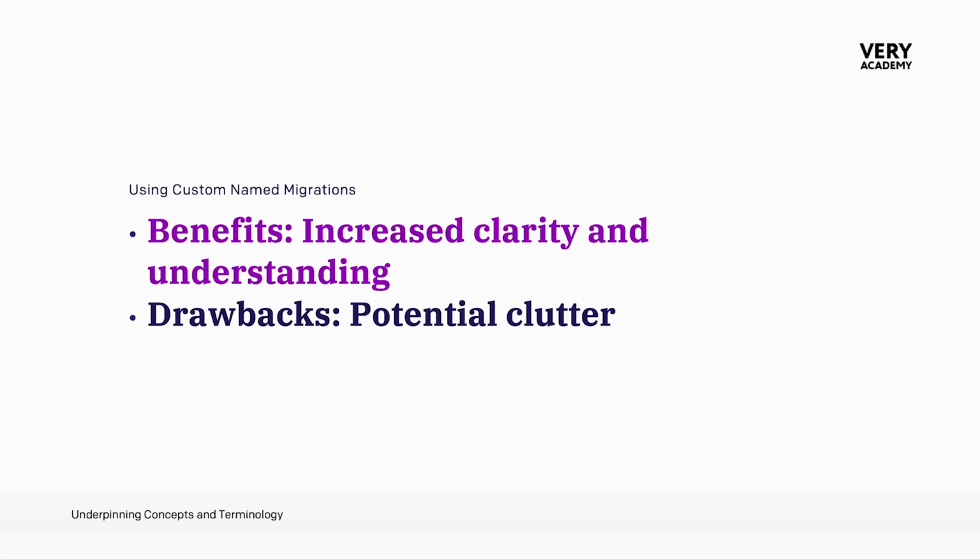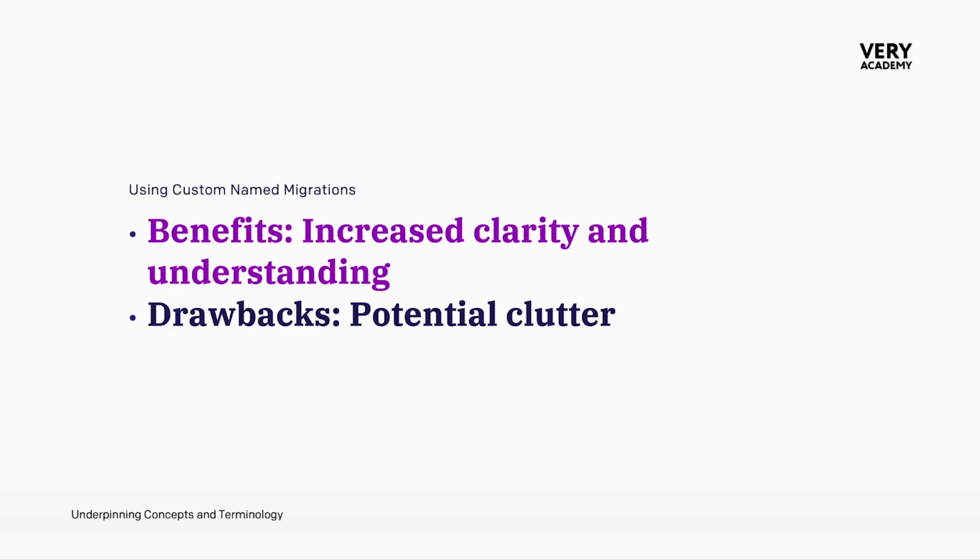Here are some key points to consider when deciding between custom named migrations and auto-generated names. So the benefit with using custom named migrations is increased clarity, or the potential of increased clarity and understanding of specific changes, especially for significant modifications or complex logic. Django does do a good job at naming the migration, but if you do have significant modifications or complex logic, which you want to make sure that you detail within the naming of the file, then that might be a good time to use a custom named migration.